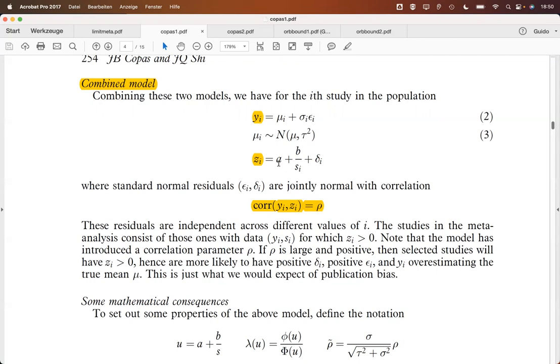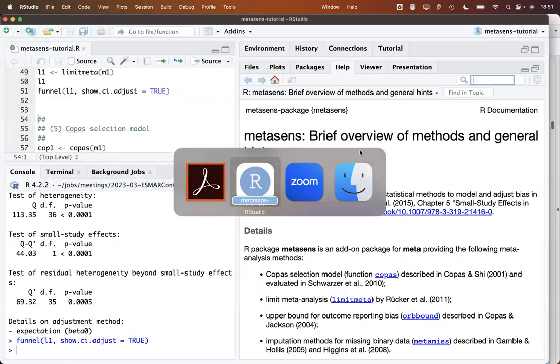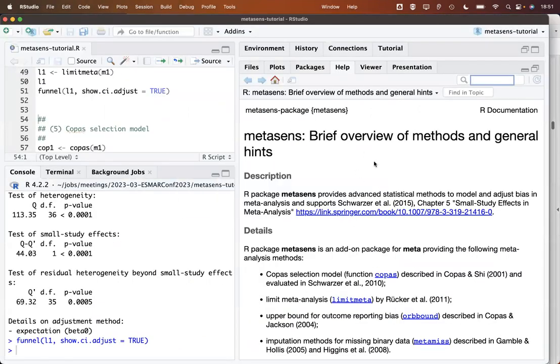What we typically do is we assume a grid of values for A and B, which are also sometimes called gamma naught and gamma 1 in other publications. And this is how we approach this.